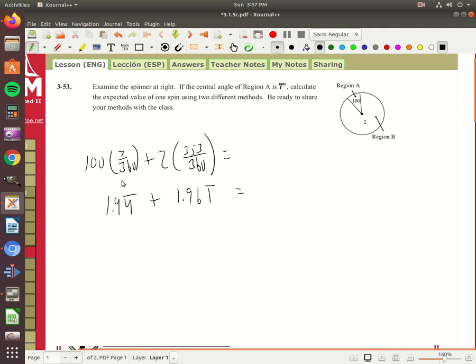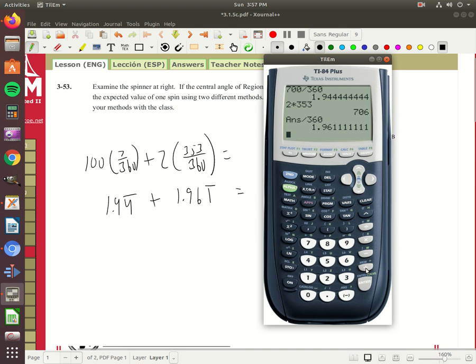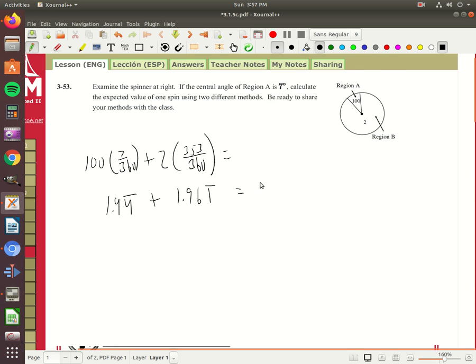So I expect, even though the 100 only happens 7 times out of 360, it's actually worth more than the 2, even though it almost always happens there, which is kind of interesting. Now I'll just add these together. So I'll add that plus 1.9444444, and I get about 3.91, I guess. It's not exactly.